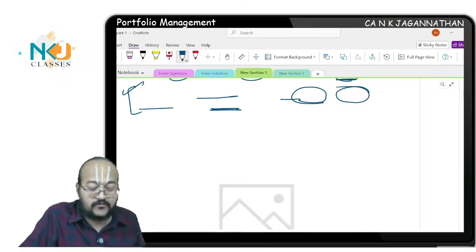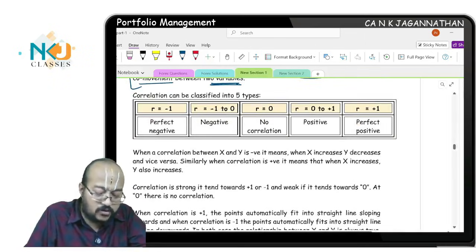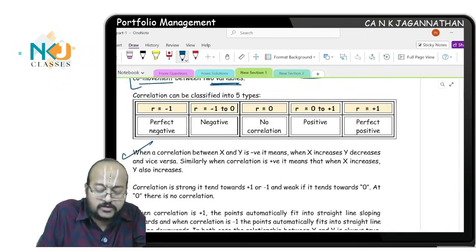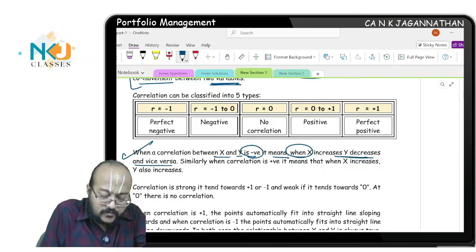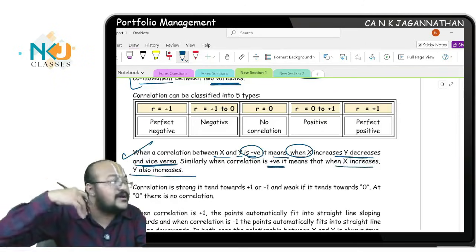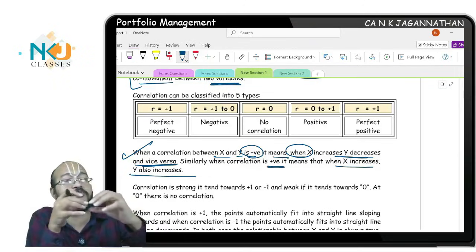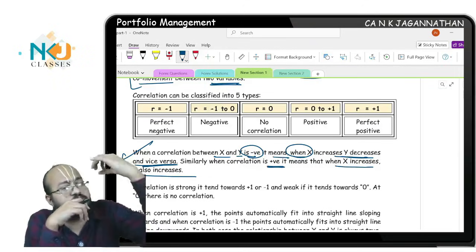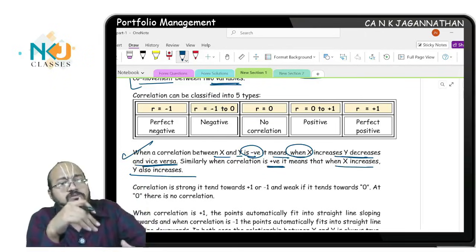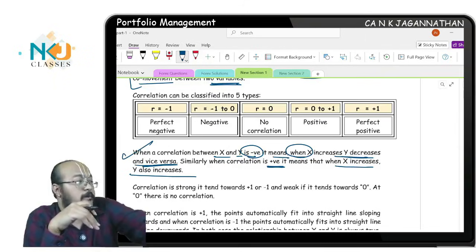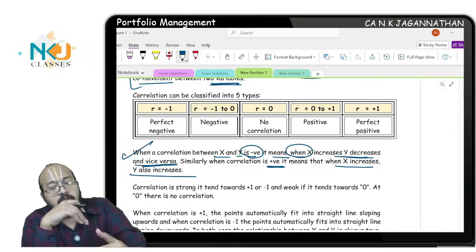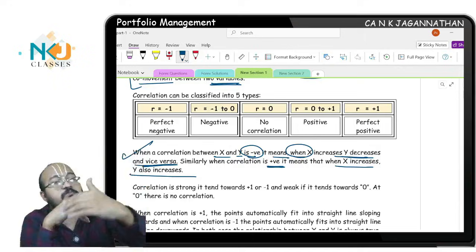Now all this I have given as notes. That is why, to make you understand, I have discussed all this. When correlation between x and y is negative, it means when x increases, y decreases, and vice versa. Similarly, when correlation is positive, it means that when x increases, y also increases. This is the general movement, but the numbers -1 to +1 capture the strength. -1 means every time one goes up, the other goes down. This is +1, perfect +1: every time one goes down, the other also goes down. This is perfect positive correlation.